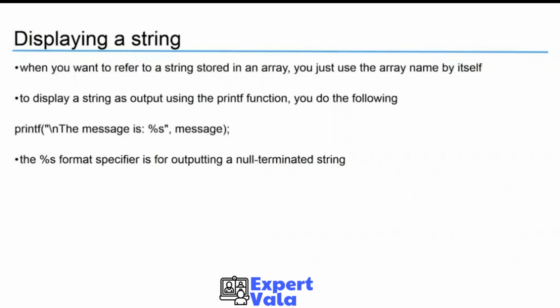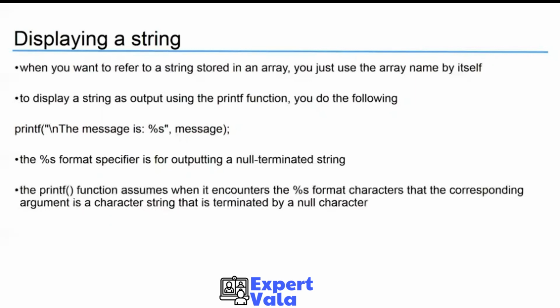The %s format specifier is for outputting a null-terminated string. Remember, before we used %d for integers and %c for characters. For strings, you use %s, and those are character arrays. It expects a null-terminated string. However you initialize the string, whether with no size and the null terminator automatically added, or with a specific size, or if you added it explicitly, it does not matter. It just has to be null terminated. The printf function assumes, when it encounters the %s format specifier, that the corresponding argument is a character string that is terminated by a null character. That's what it expects, so it has to be that way.